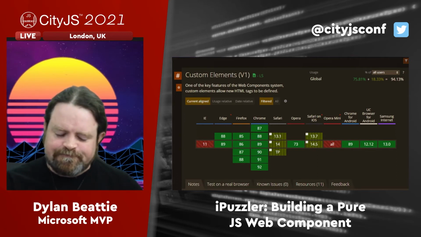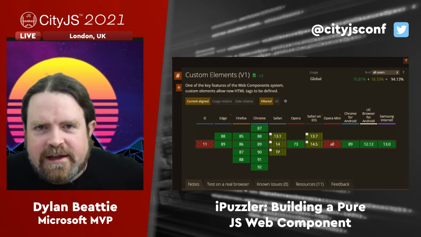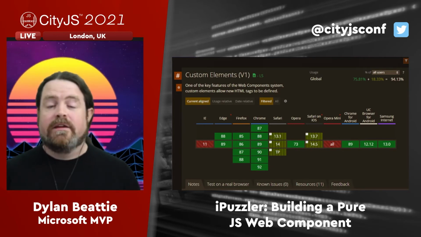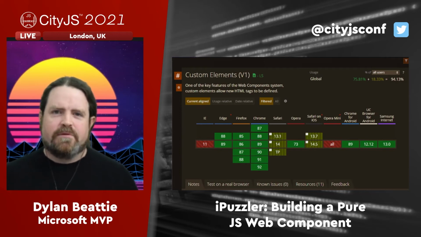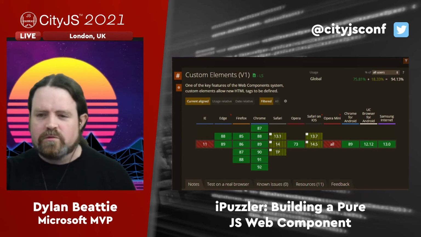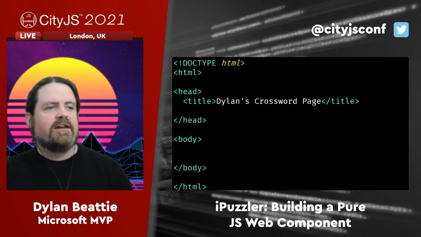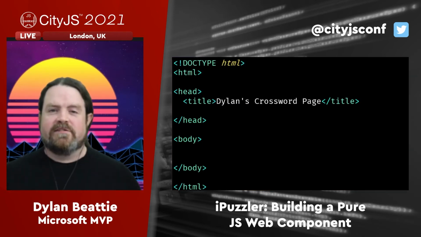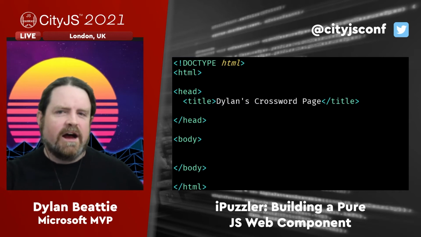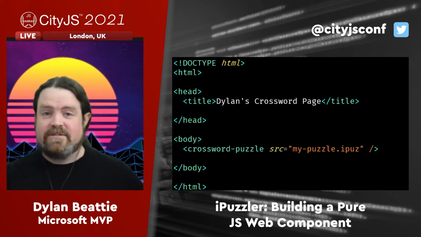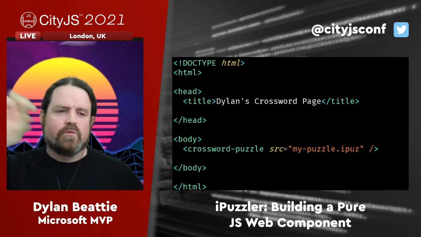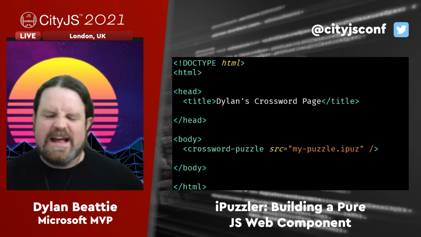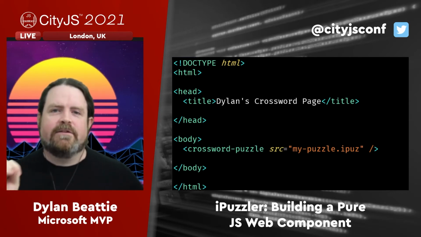So quite often when I'm putting together a class, a function, an API, I pay attention to the developer experience. I'm like, what's the code that I wish I could write if this thing already existed? So let's imagine I've got a web page and I want to put a crossword puzzle on it. It's as simple as putting an image on a web page. I want to say, put one of them here, read the source from this file. That's it. Can I make that possible?